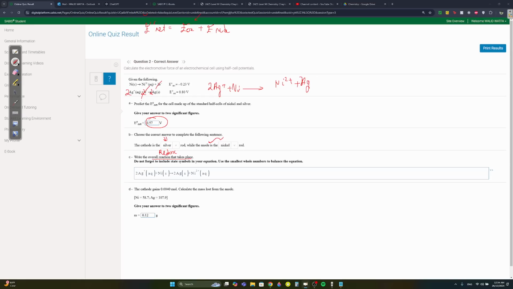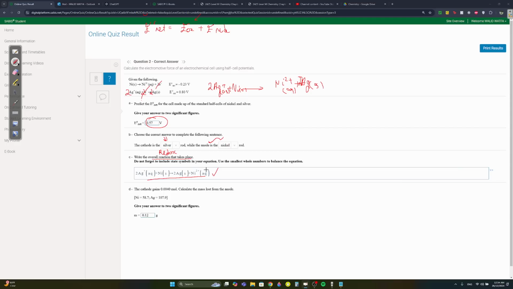2Ag, sorry, not Ag, 2Ag. You can put state symbols. This is obviously aqueous. This is nickel, so just take them from the question. Solid, Ni2+ aqueous, and Ag is solid. That's it. Redox, you need to be able to cancel your electrons out. So you have to multiply by 2 so you can have equal electrons. That way you can cancel out.